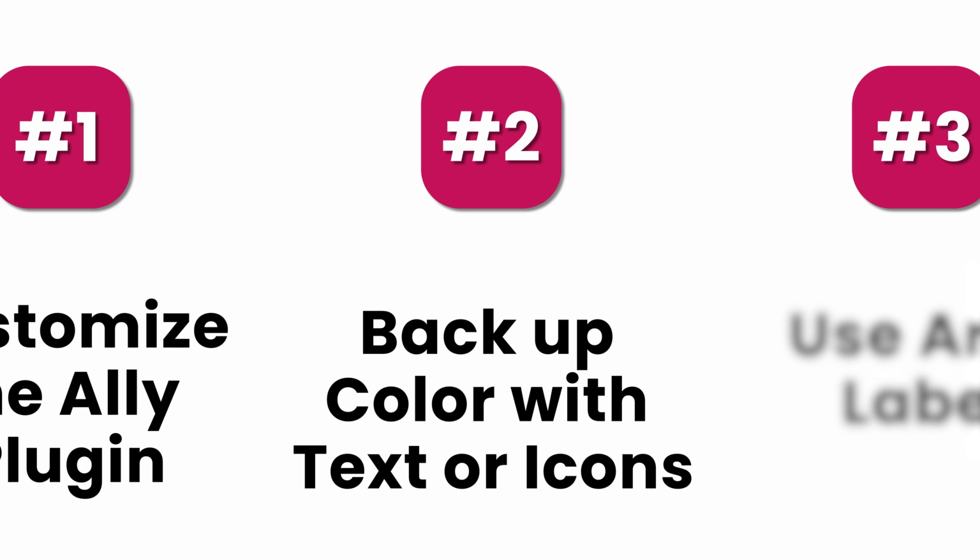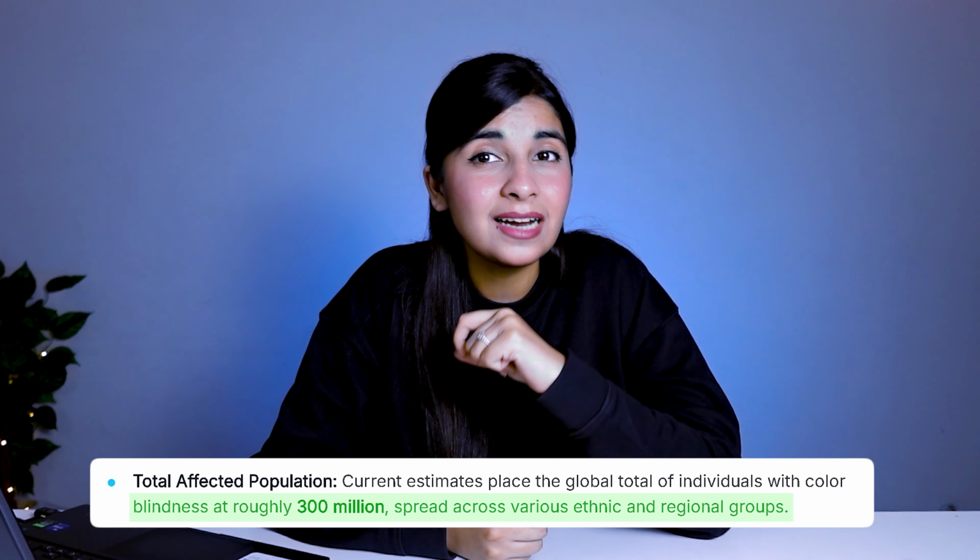Now the tip number 2, back up colors with text or icons. So here's something that's super common in Elementor sites and most people don't realize it. Relying only on colors to show a message. For example, green for success and red for error. But over 250 million people are colorblind. And red might look like brown to them and green might look like gray to them. So if you are only using color to show something important, they might completely miss the message.